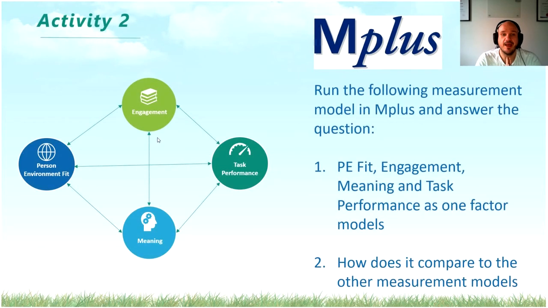Okay, activity 2. I want you to now go and take the syntaxes that are there, and I want you to run this measurement model, where person environment fit is a 1-factor model. We do not have a second order factor for happiness, so we have engagement and meaning as independent factors, and we have task performance. So I want you to go and create the syntax for me and run it. And then I want you to compare it to the other models and tell me which one is the best. The memo will be available in the comments.